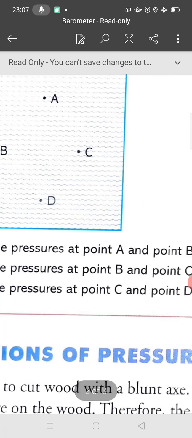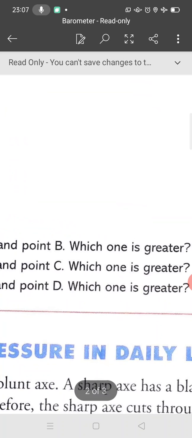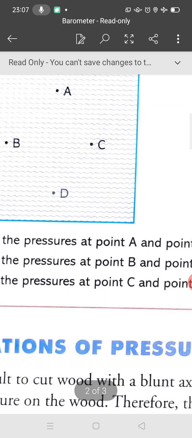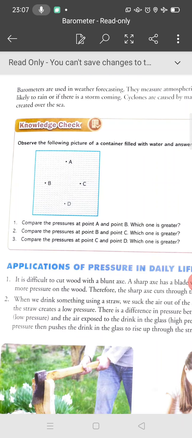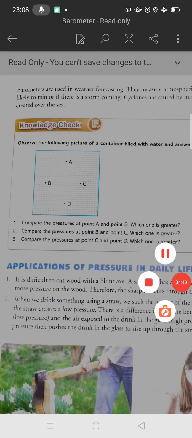Now compare the pressure at points C and D. Which one is greater? Greater the depth, greater the pressure. So D is greater than C. So I hope you understand this.